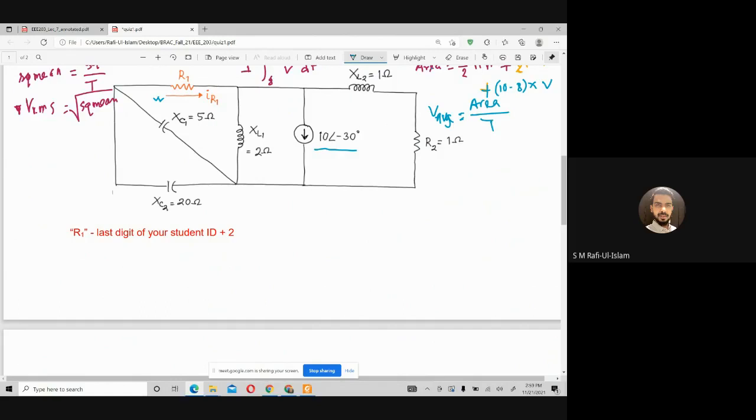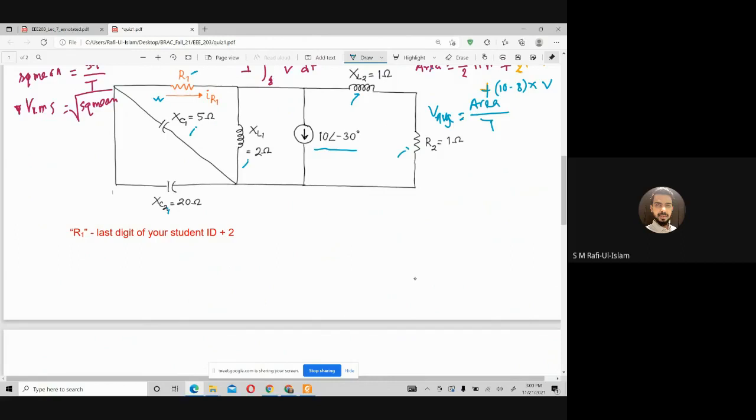What was the formula? There are many ways to solve it. One of the ways of solving it is you can go for the impedance diagram, means you'll convert this to impedance, you'll convert this to impedance, you'll convert this to impedance, and also this is impedance. This is one of the ways. You can do it in another way too.